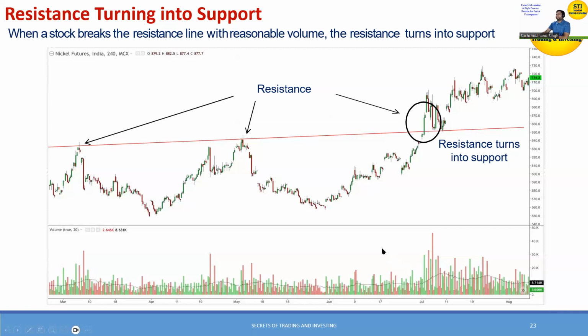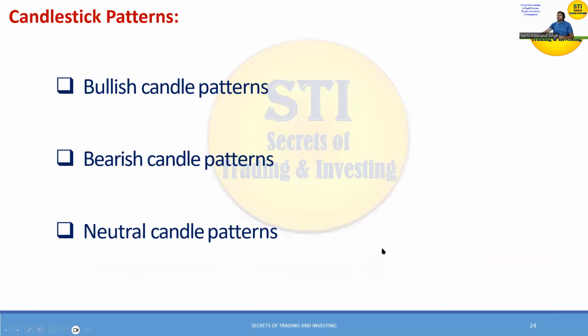Got it. Okay, great. So candlestick patterns. There are three kinds: bullish, bearish, and neutral. In simple terms, by looking at the candle pattern, we can identify whether the overall market's mood is in an upward direction or a downward direction, or maybe it is not giving any indication. So what are those candlestick patterns?